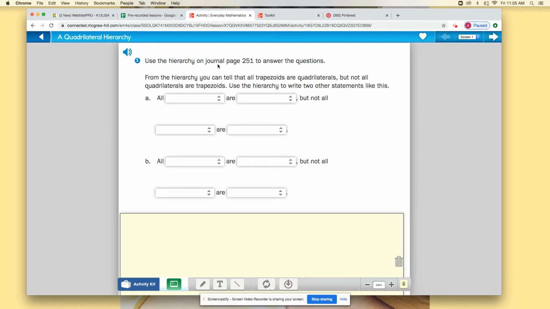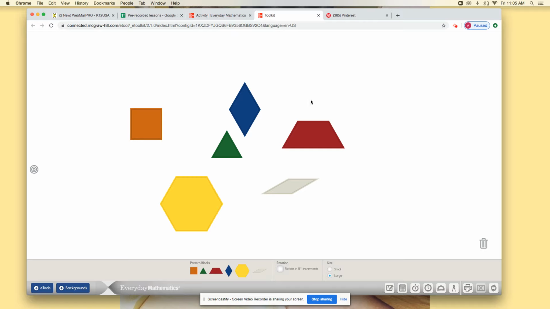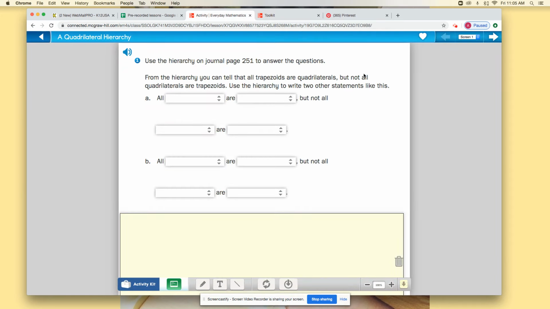If you have your journal, it's going to be on page 251, and then you're just going to use the drop down to fill in these sentences. From the hierarchy, you can tell that all trapezoids are quadrilaterals. If you go back to your toolkit, you'll see a trapezoid is a quadrilateral because it has 4 sides. But not all quadrilaterals are trapezoids. Use the hierarchy to write 2 other statements like this. I'm going to pause because I want to go over what a hierarchy is, in case there is some confusion on that.